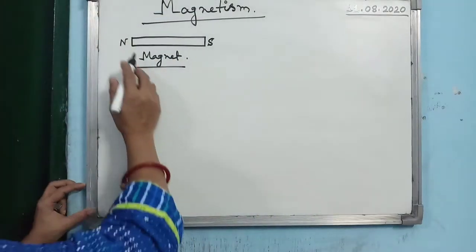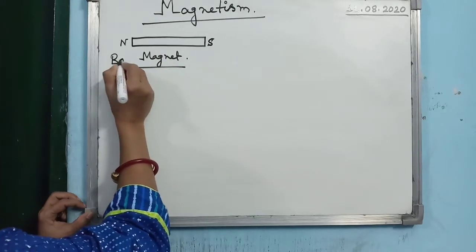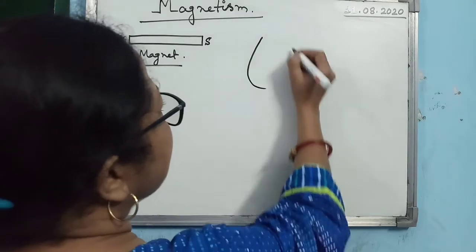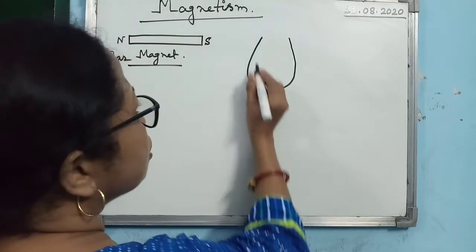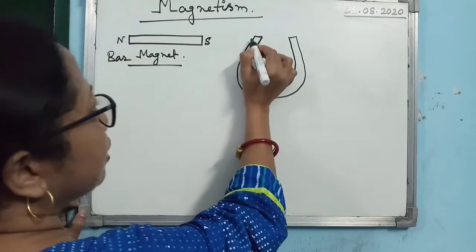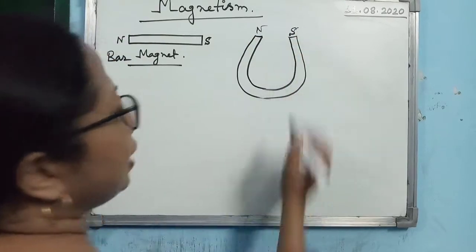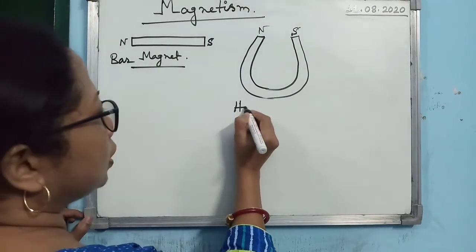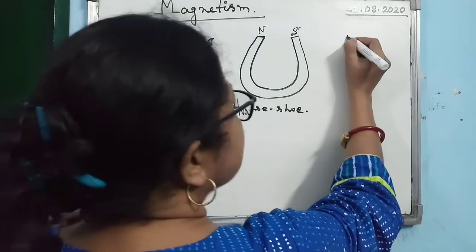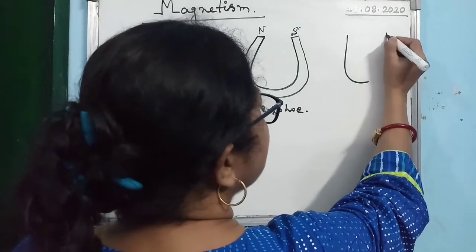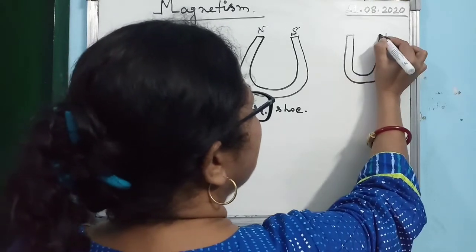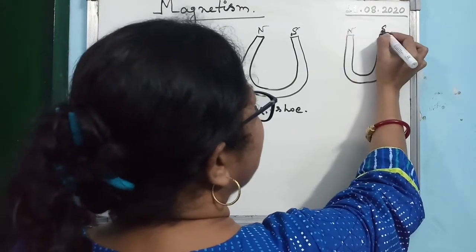And when the magnet is in the form of a bar, that is known as the bar magnet. And when the magnet is in the form of a horseshoe, then it is known as the horseshoe magnet. The horseshoe magnet also has two poles, north and south pole. Then there is a magnet which is also known as a U magnet. It just looks like a U. So this is known as the U-shaped magnet.